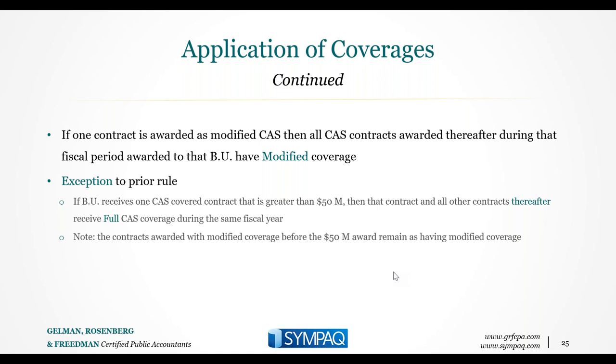But you rightly point out that the contract retains its nature throughout the life of the contract. Think of it as you signed up for a certain set of circumstances, and one party to the contract can't change those requirements to the other party to the contract without both parties agreeing to it. And so if I signed up for modified CAS on this contract, I'm not going to get any different coverage just because some other business situations have changed.